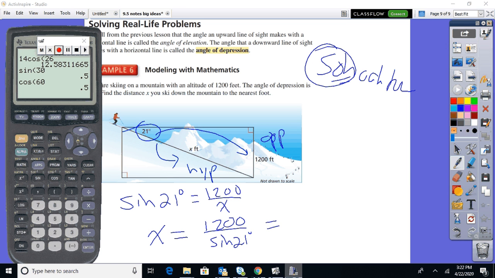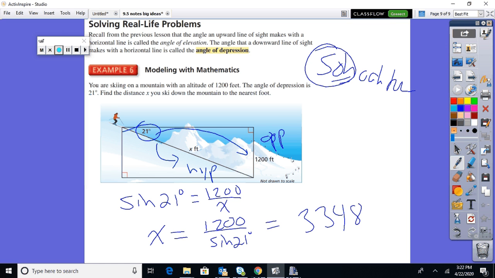So now in my calculator, that's just one step. So 1200 divided by the sine of 21. All right, so big old number, big old ski slope. So 3348, and I think it wanted us to go to the nearest foot. So 3349. That's feet. All right, there's a little SohCahToa coming at you.